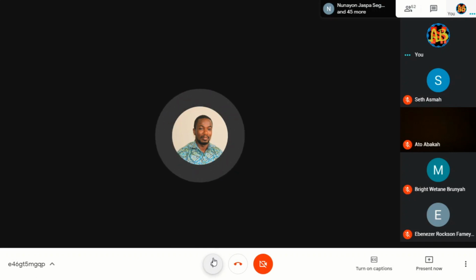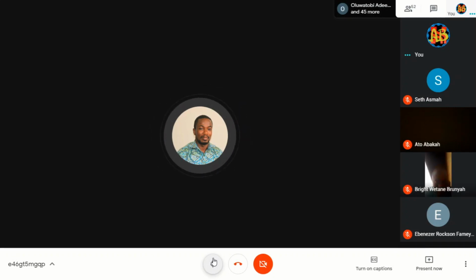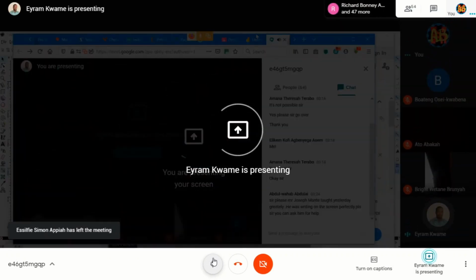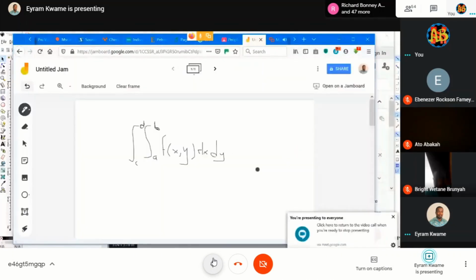With the Jamboard, it's just like Corel Draw. I don't know how many of you know about drawing software. You can basically do that, but you will need an input device to be able to get that done. I think this one is okay. We'll manage with this one.